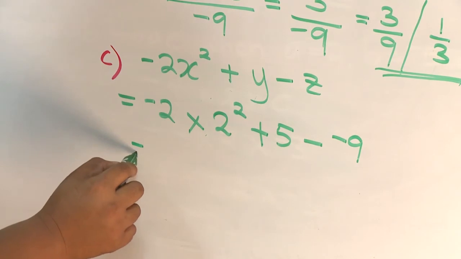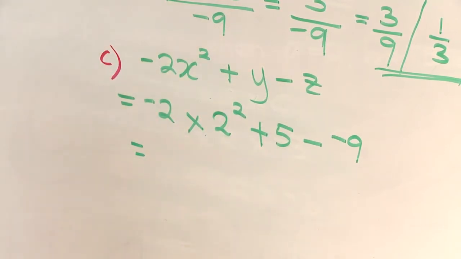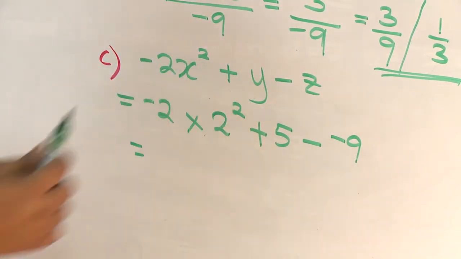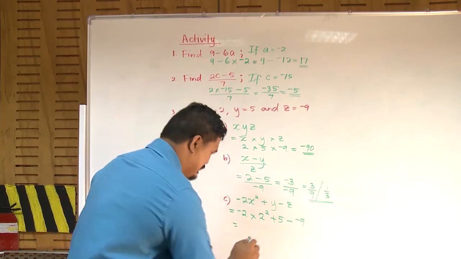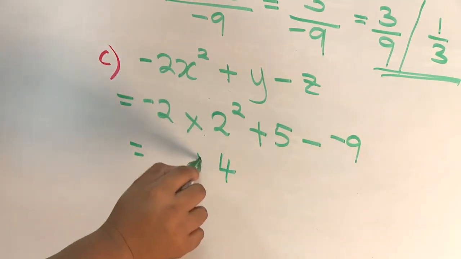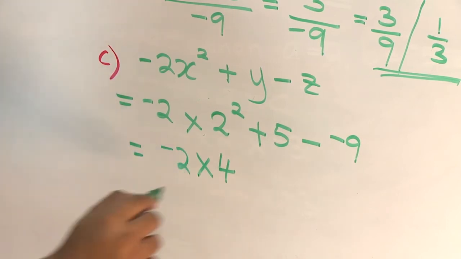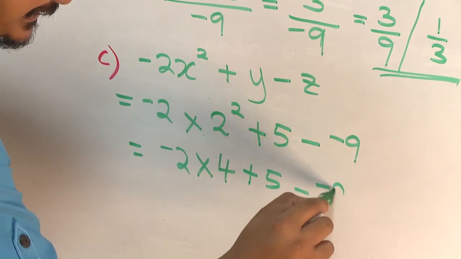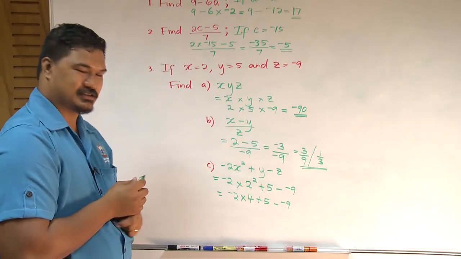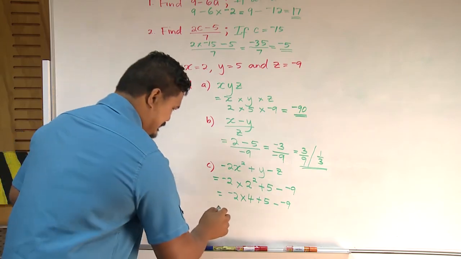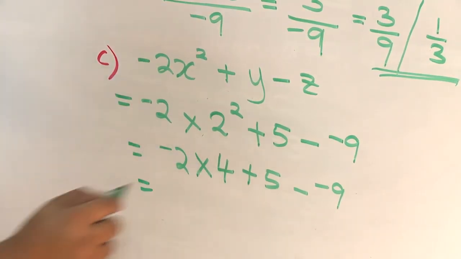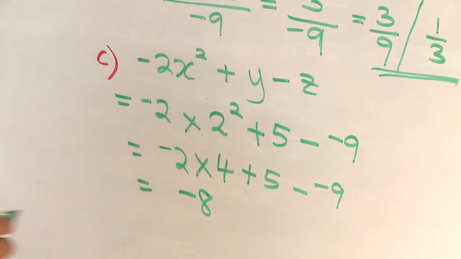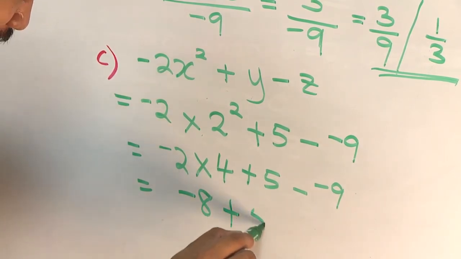So let's go ahead and evaluate. So we do our exponents first. So 2 to the power of 2, that is 2 multiplied by 2 is equal to 4. On this side, we multiply by negative 2. On that side, we add 5, and then minus negative 9. So next, we have to do our multiplication. So negative 2 times 4 is equal to negative 8. So negative 8 plus 5.